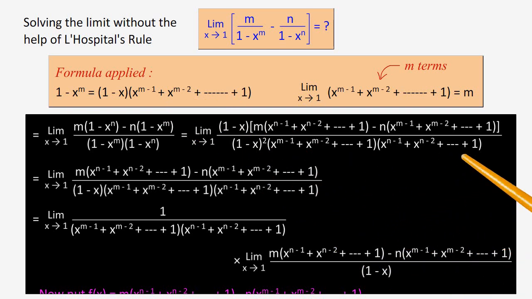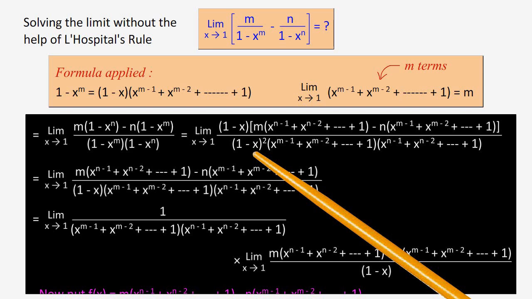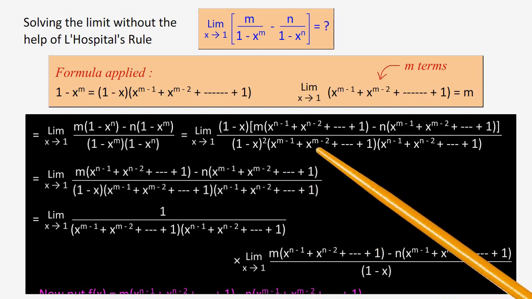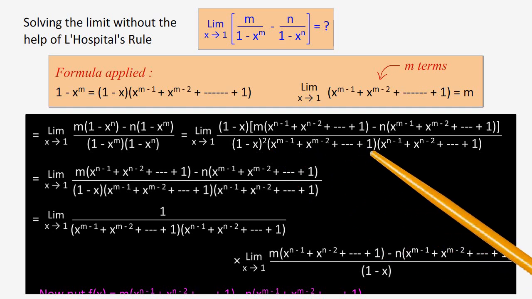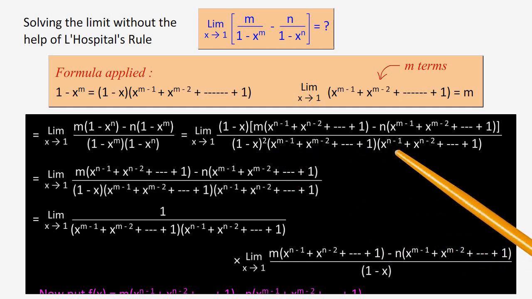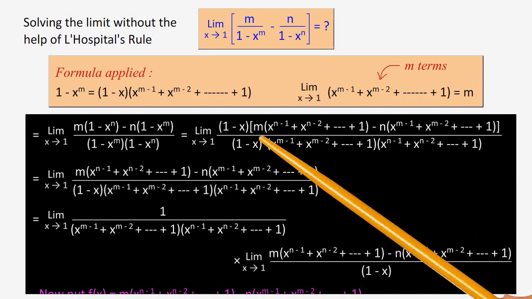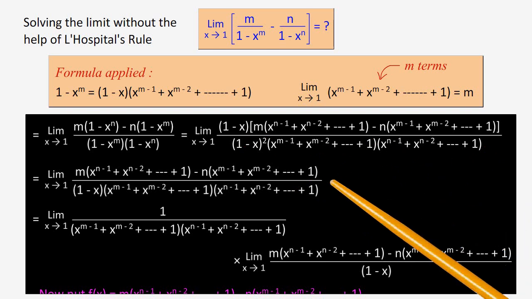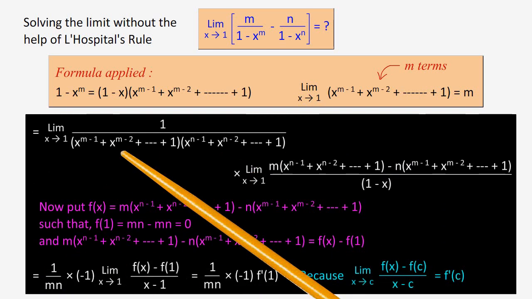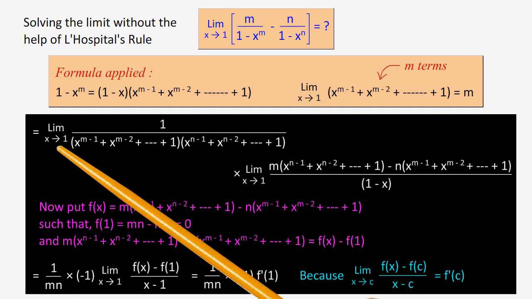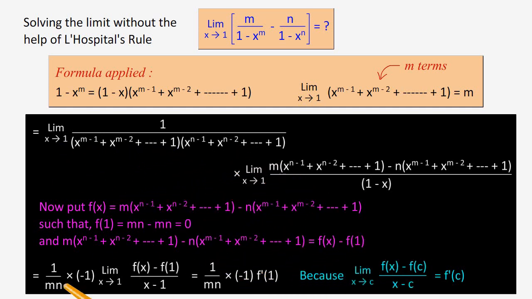In the denominator, we get 1 minus x whole square times x to the power m minus 1 plus x to the power m minus 2 up to 1 times x to the power n minus 1 plus x to the power n minus 2 up to 1. From here, we take 1 minus x common and we get this. We ultimately get this after cancelling out 1 minus x. Now we express this term as product of these two terms and evaluate the limits separately. This one becomes m and this one becomes n as x approaches 1. So the value of this limit is 1 by mn.